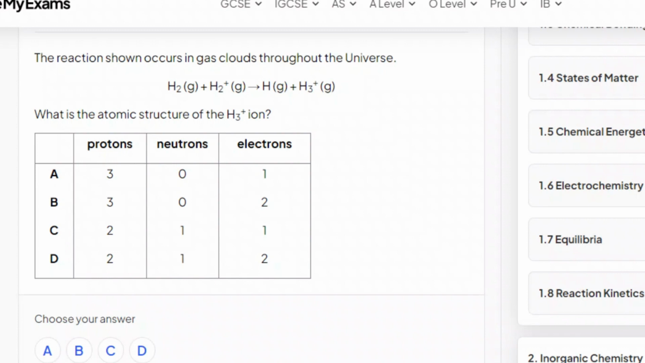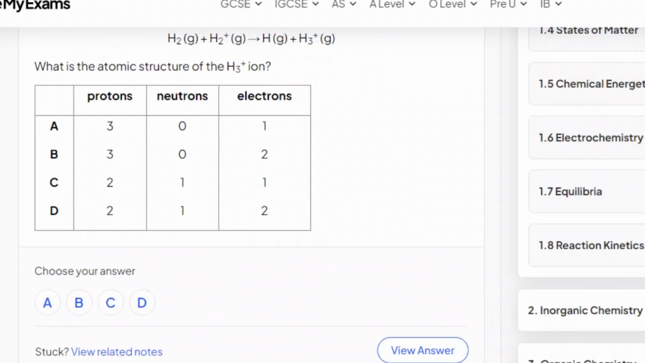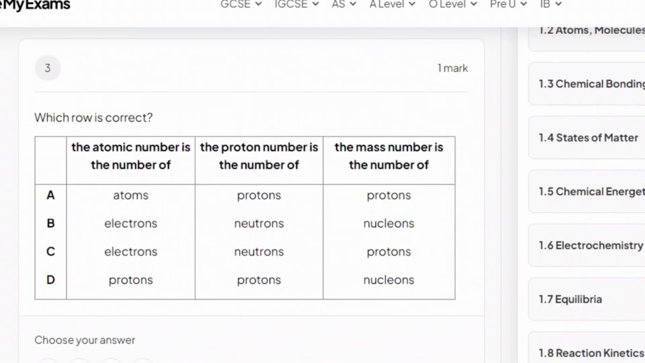We can go on to say that since it has H3, it's going to have 3 protons, and since it's lost an electron, it's going to have 2 electrons, and then it's going to have 0 neutrons, so the answer would be B. So now which row is correct?